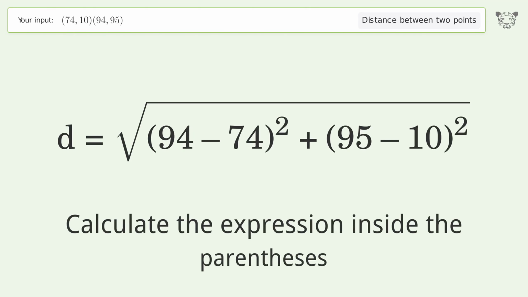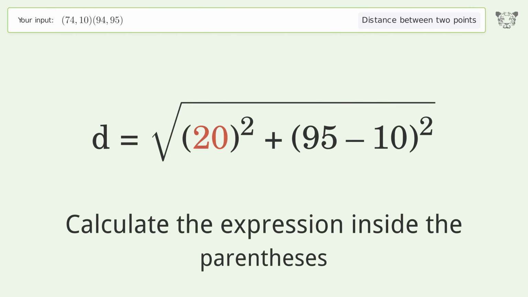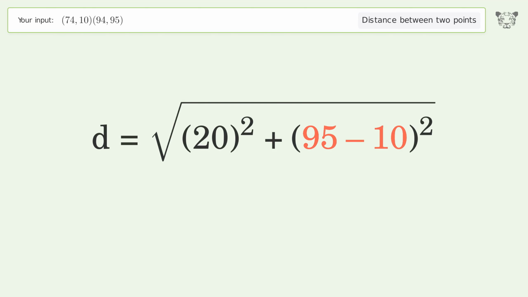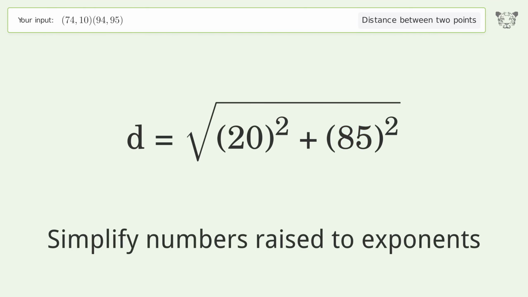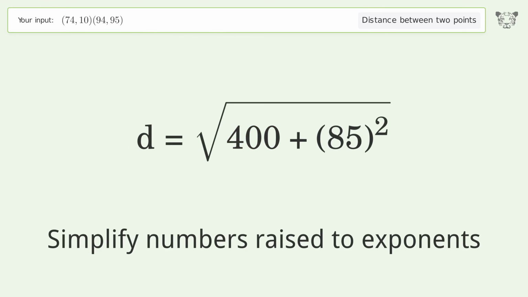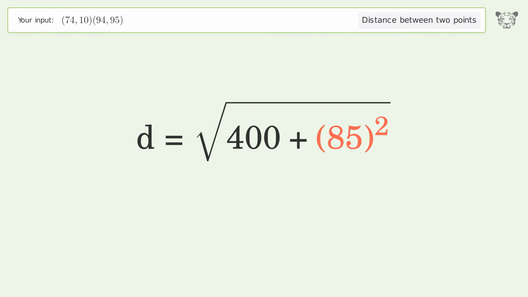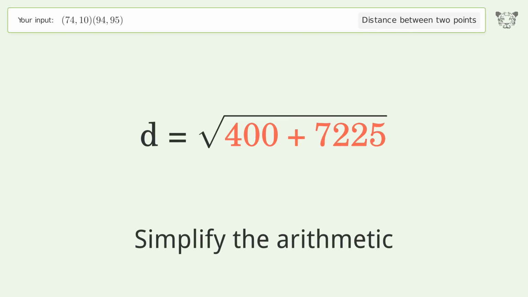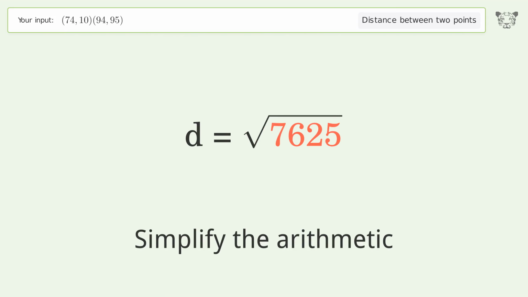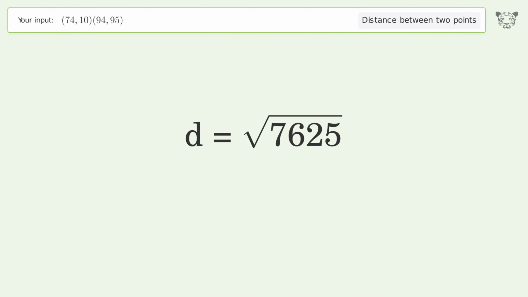Calculate the expression inside the parentheses. Simplify numbers raised to exponents. Simplify the arithmetic. And so the distance between the 2 points is the square root of 7,625, or 87.321.